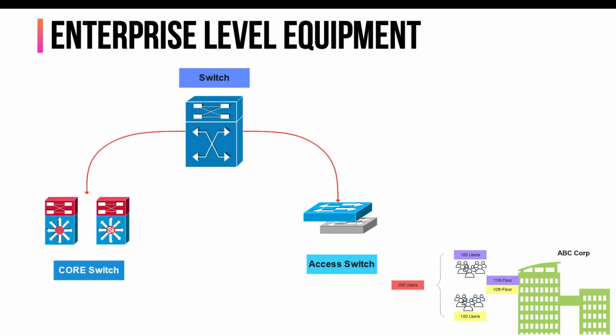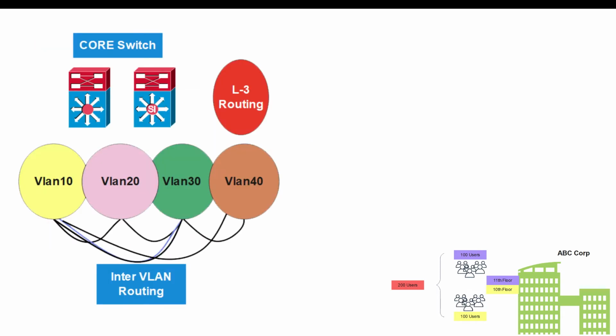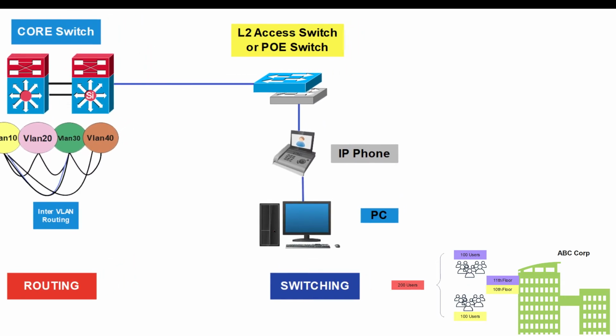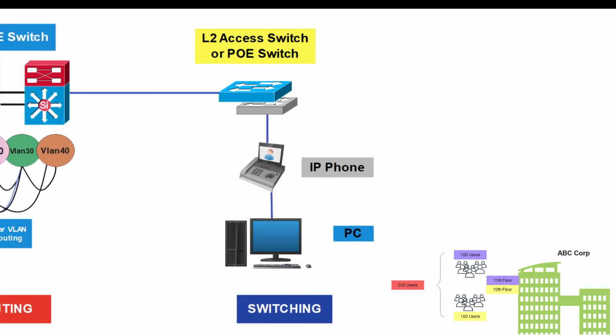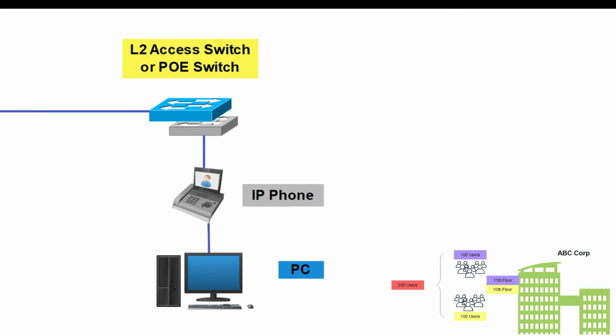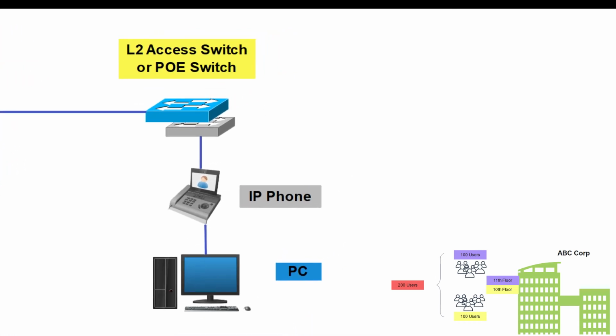When it comes to switches, we will require core switches and access switches. So what is the difference between core switch and access switch? Basically, core switches are required for the routing capability, which is going to handle all the traffic related to routing. And the access switches are going to send traffic to the users, or the users are directly going to connect to the access switches. So they are basically handling the switching traffic. And these access switches have to be PoE switches.